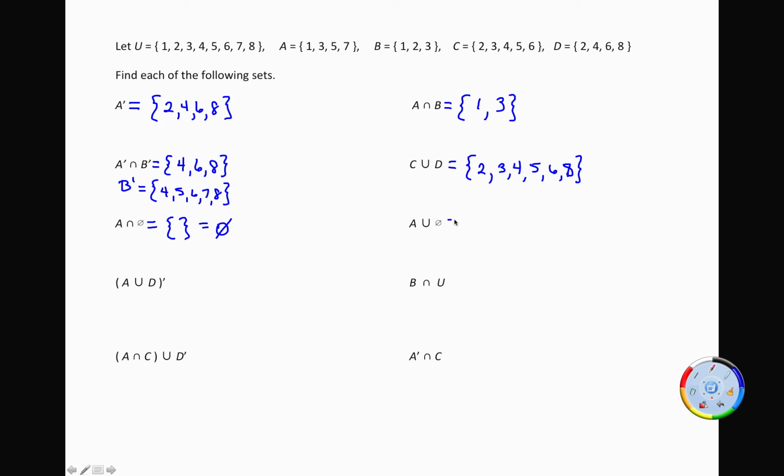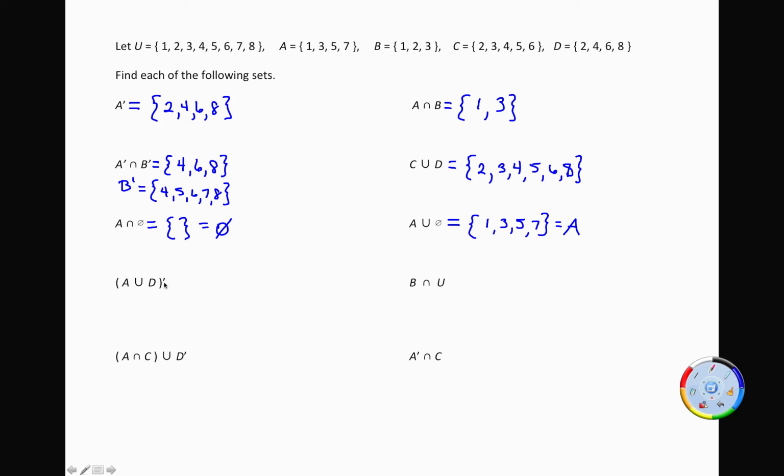Now, on the other hand, A or the empty set means, hey, that can be the elements in A or the elements in the empty set or both, right? Can be any or all of those. So 1, 3, 5, 7, or a shorthand way to write that is, hey, that's set A.